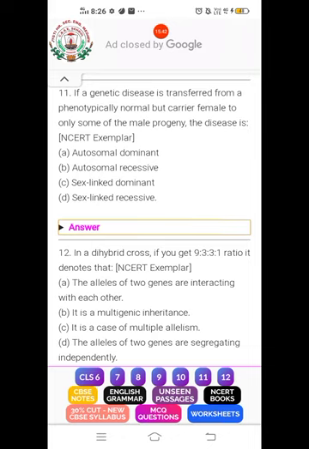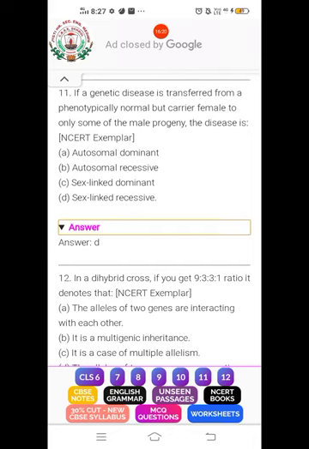We have studied about the zigzag inheritance, or what to say, crisscross inheritance, where the female will be only a carrier and the male will be the diseased, or the male will have the character. So the example is hemophilia, which we have studied, isn't it? For the disease to form in the female is very difficult. Especially only to some male progeny this will be carried. It should be a sex-linked recessive one, isn't it?